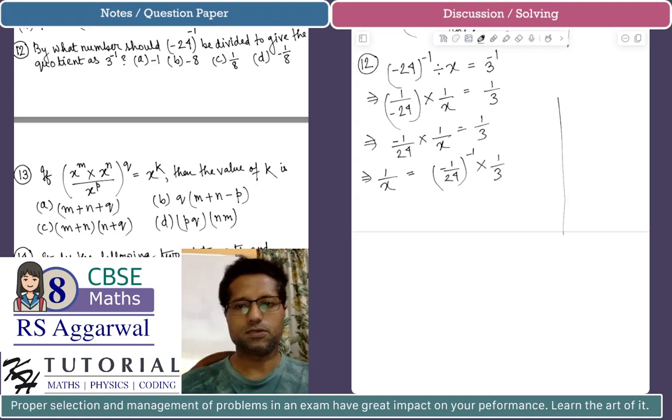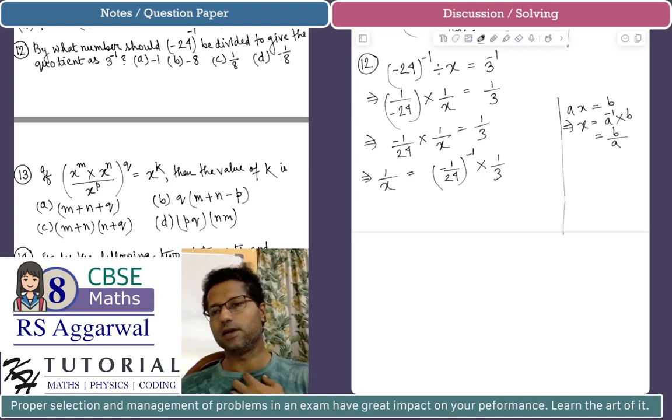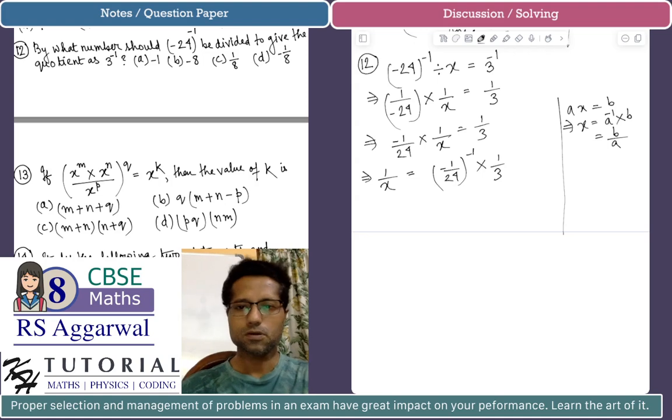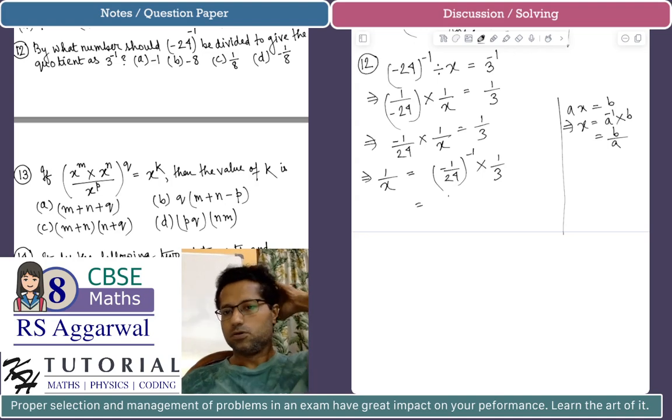How come? You must be knowing that if you have some equation with an unknown variable x, ax is equal to b, this will imply x is equal to the coefficient of x, you take the multiplicative inverse of that coefficient multiplied by the right hand side. This is nothing but b by a. Simply you are dividing the right hand side with the coefficient of x. So here to find 1 by x, I am dividing 1 by 3 by the coefficient of x, that is minus 1 by 24. So we have this.